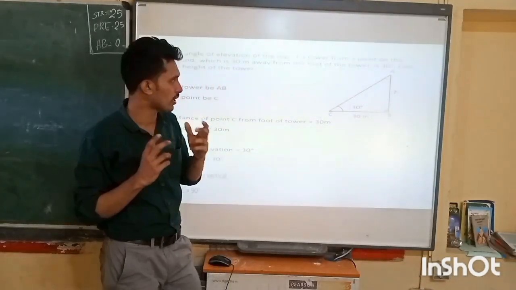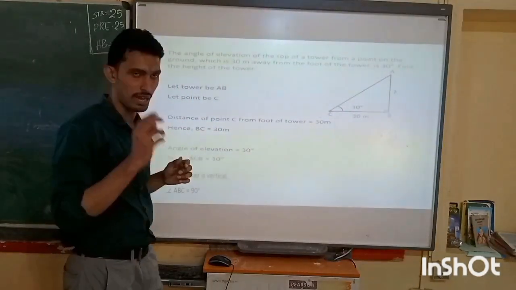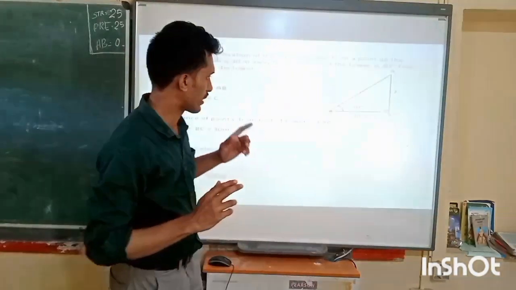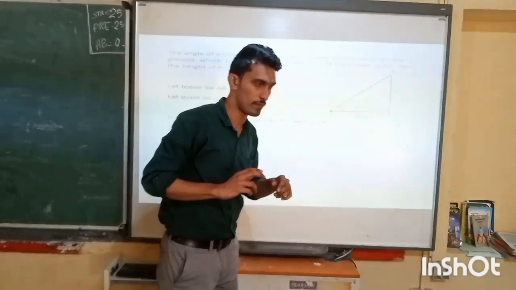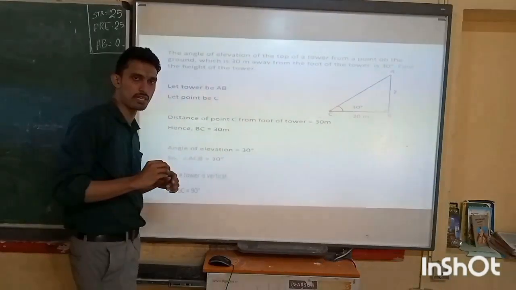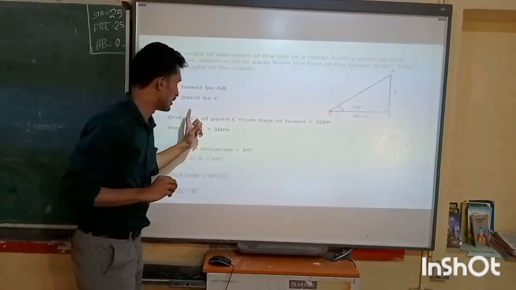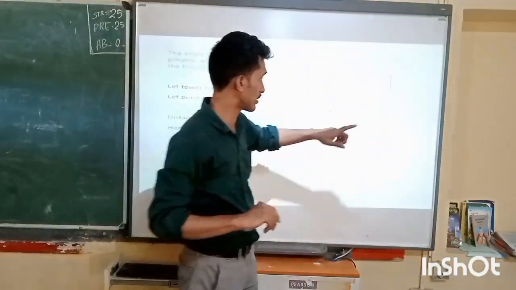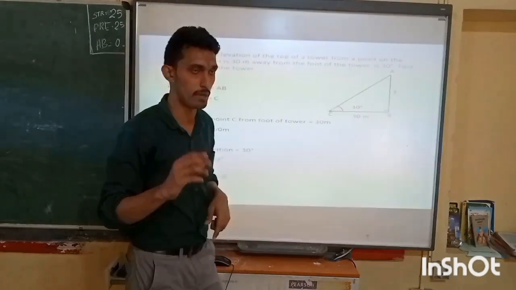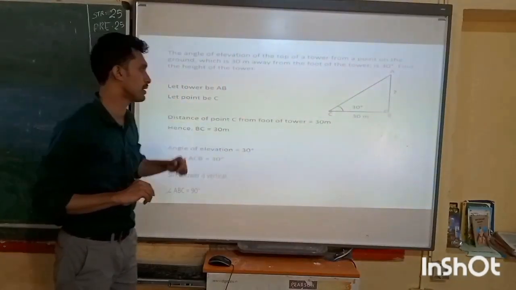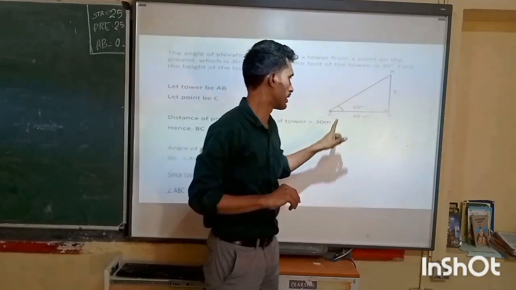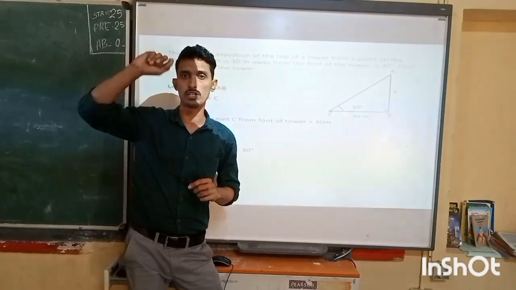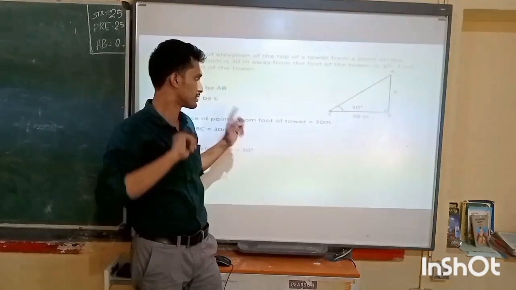Now our job is to find the height of the tower. There will definitely be a height for the tower, so we have to find it appropriately. So how can we find that? Let us see. Let the tower be AB. To identify the tower easily, we are taking the height of the tower as AB. Let the point on the ground from which the observer observes the top of the tower be C.